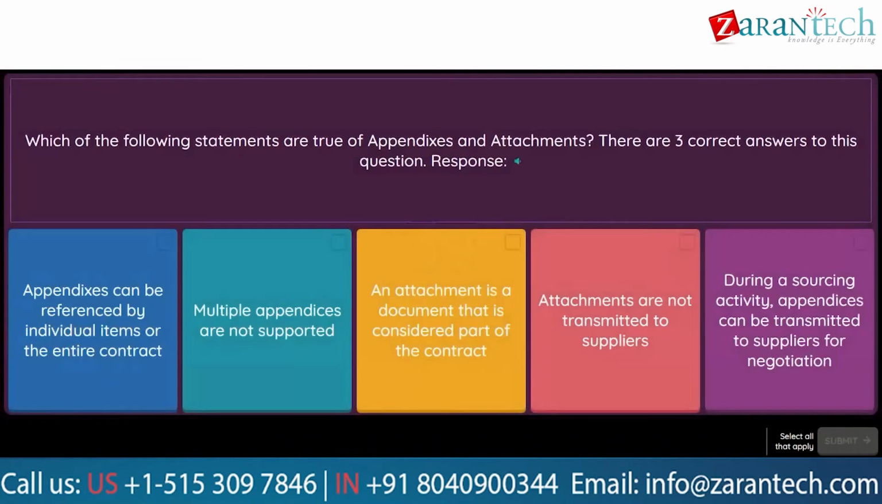Question: which of the following statements are true of appendixes and attachments? There are 3 correct answers to this question. Response. Option 1: appendixes can be referenced by individual items or the entire contract. Option 2: multiple appendices are not supported. Option 3: an attachment is a document that is considered part of the contract. Option 4: attachments are not transmitted to suppliers. Option 5: during a sourcing activity, appendices can be transmitted to suppliers for negotiation.